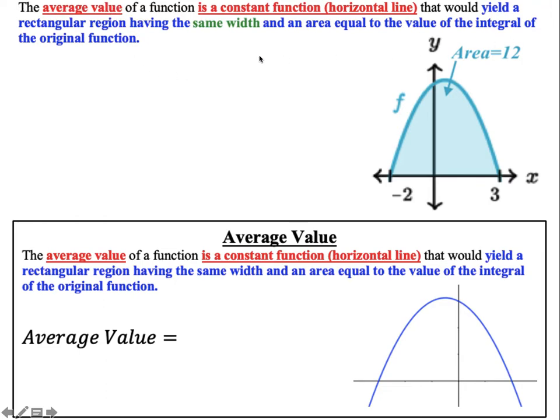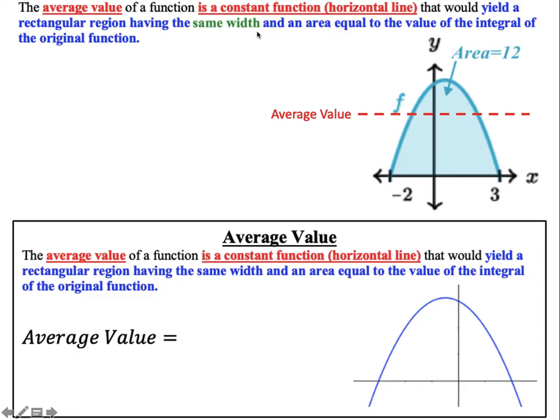So if we look at a couple of representations of the average value, if we start with this definition here, it's written twice, but I'm going to focus on this up here. So the average value of a function is a constant function. It's a horizontal line. So in other words, the average value is a y value, and it would yield a rectangular region having the same width and area equal to the value of the integral of the original function. So if we take a look at this original function here, which looks like a parabola, its area, or its definite integral, is 12.